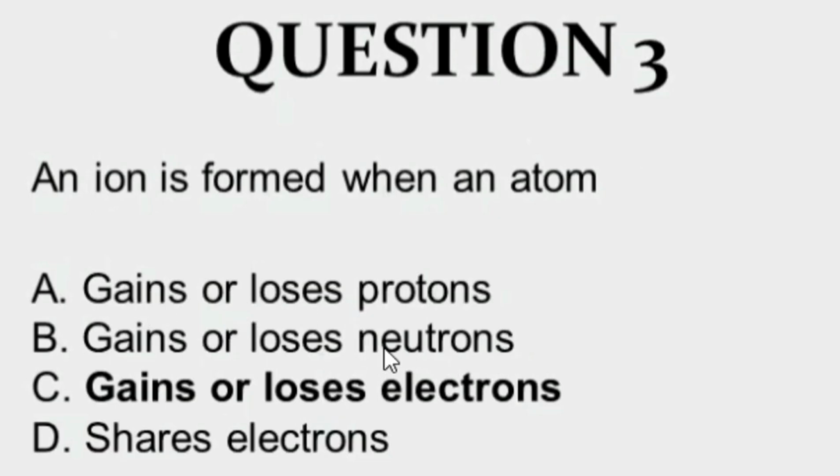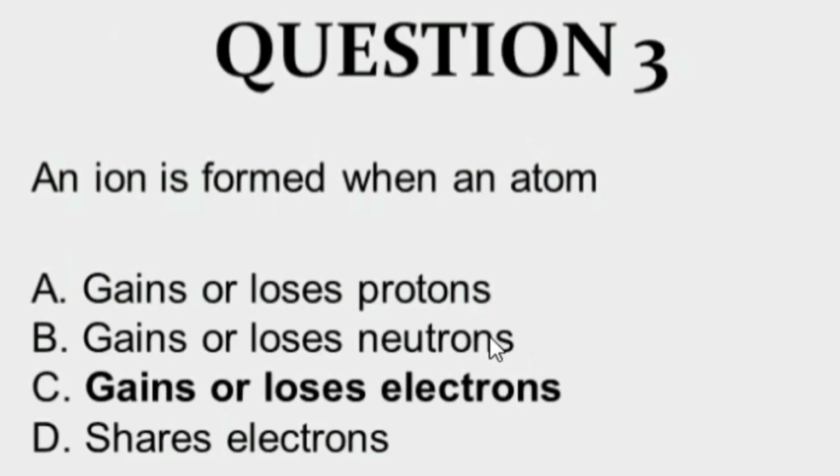Number three, an ion is formed when an atom gains or loses protons, gains or loses neutrons, and the rest of them. Now, I've already told you that protons and neutrons are in the nucleus. They are not the ones being transferred. What is being transferred is the electrons. So electrons are either being gained or lost, or even shared. But here we're talking about an ion. Ion here is either you lose or you gain.